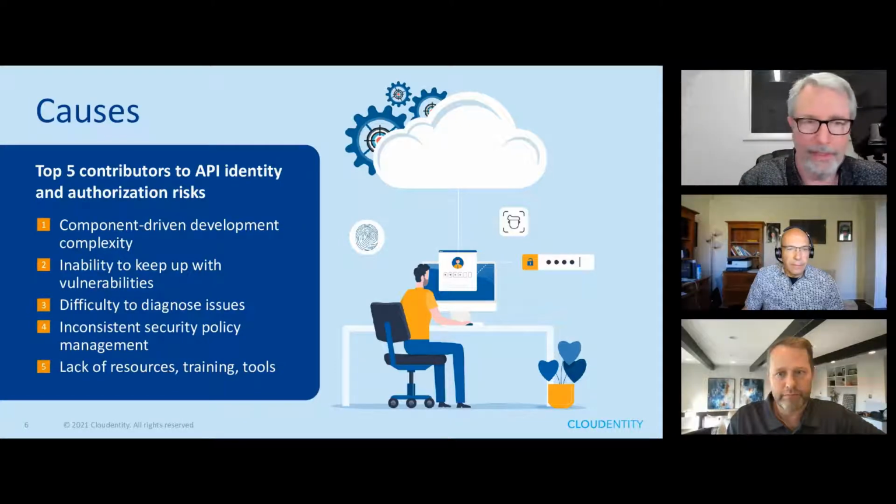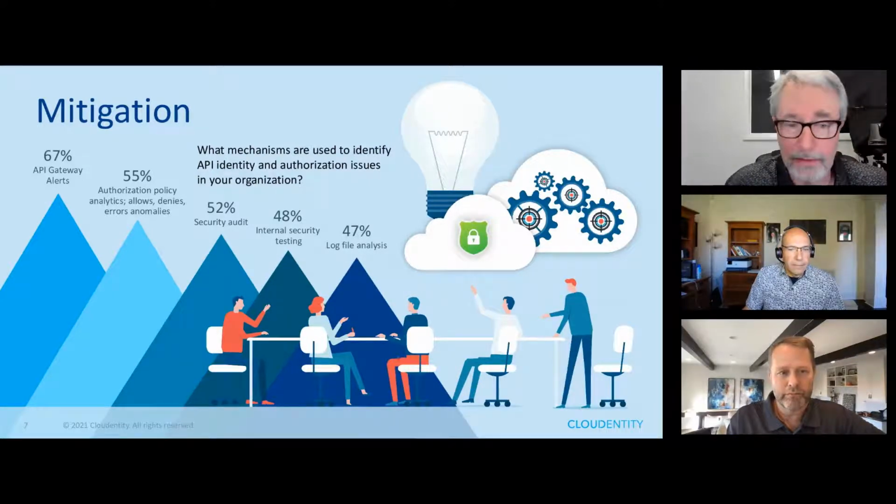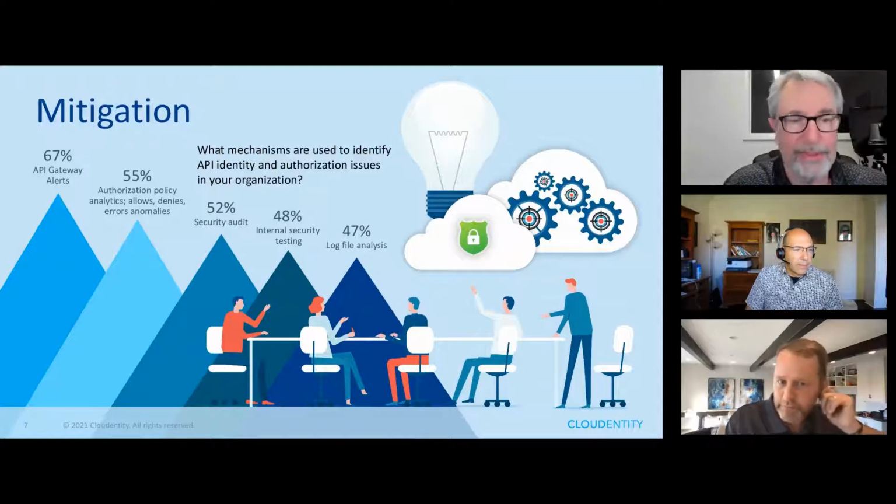Well, let's jump to the next section and topic about mitigation. I'm guessing that some of these will be pretty familiar to us. 67% say utilizing API gateways and alerting from that. 55% authorization policy and analytics around your allows, denies, and errors. 52% security audits, a very common practice for us. 48% internal security testing, vulnerability checking, things like that, and 47% log analysis.